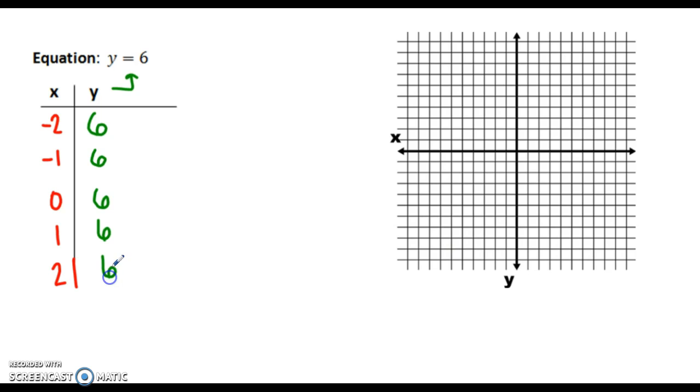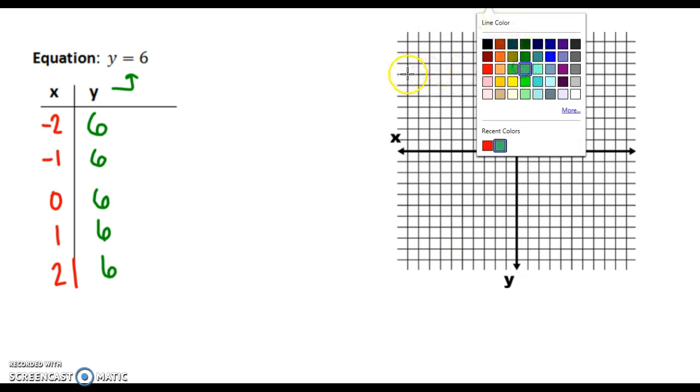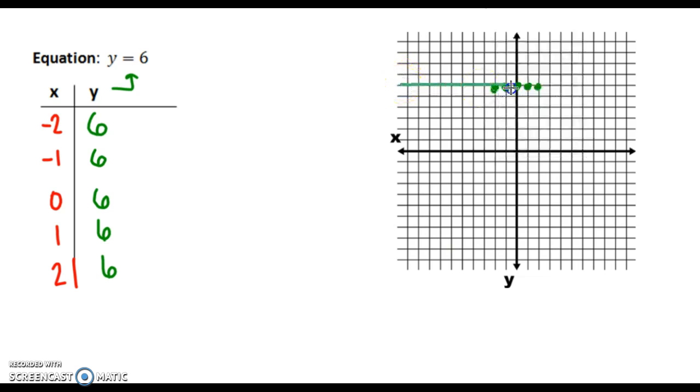Every single time, regardless of what we put in, 1, 2, 3, 4, 5, 6, we're going to get a y value of 6. So what we get for this graph, I'll make it green, is a horizontal line at the equation y equals 6. And that's it.